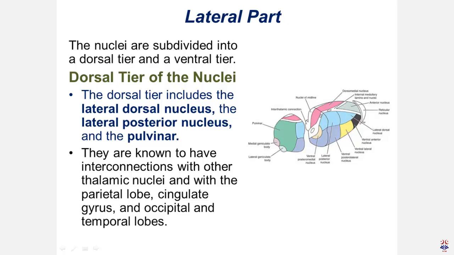And the lateral posterior nucleus. This is another part, the lateral posterior nucleus. And the third one is the pulvinar. So these three parts are from the dorsal tier of the nuclei. They are known to have interconnections with other thalamic nuclei and with the parietal lobe of the cerebral hemisphere, cingulate gyrus, occipital lobe and the temporal lobe.